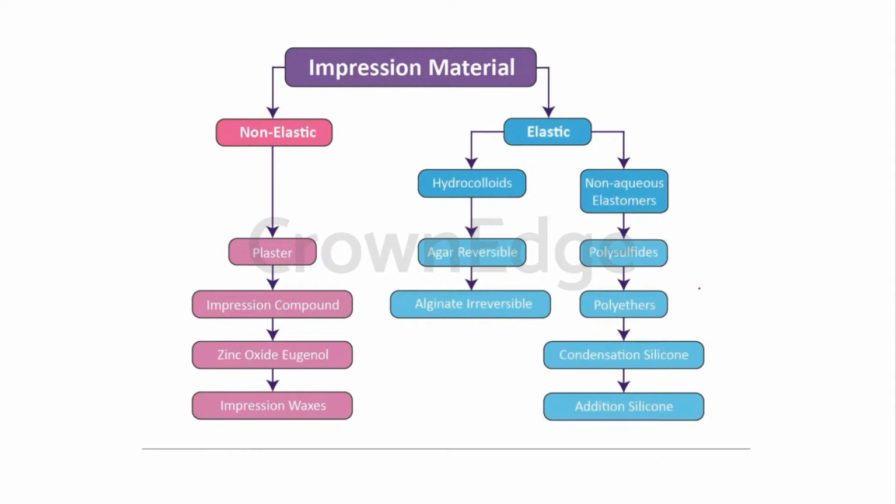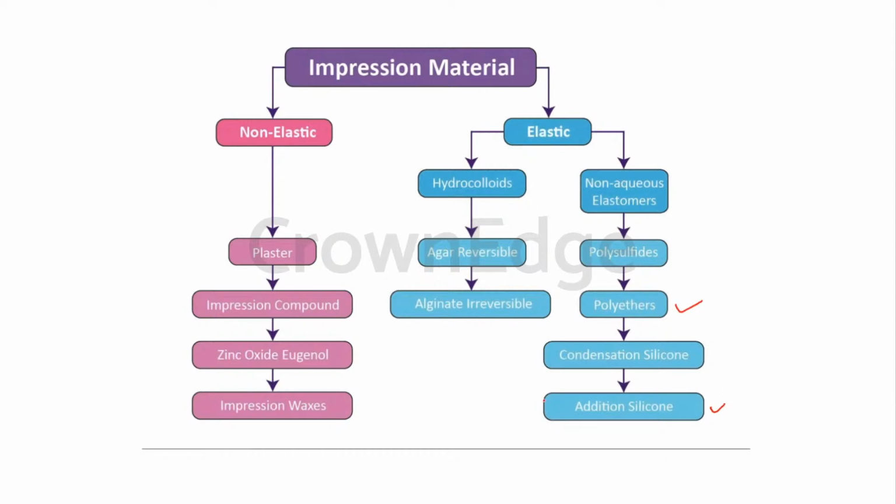So elastomers, do not confuse the consistency of an elastomer with the type of an elastomer. We have light body, heavy body, medium body, and putty. That is a different form of your impression material. Whenever we are talking about elastomers, we are normally talking about polysulfides, polyether, condensation silicone, addition silicone. So ideally, the best among all these impression materials are your polyether and your addition silicone.